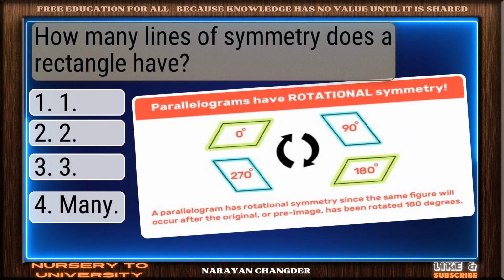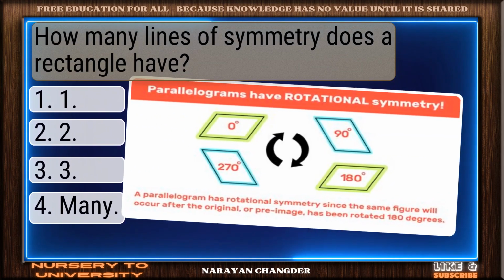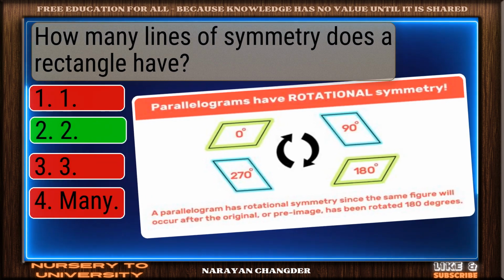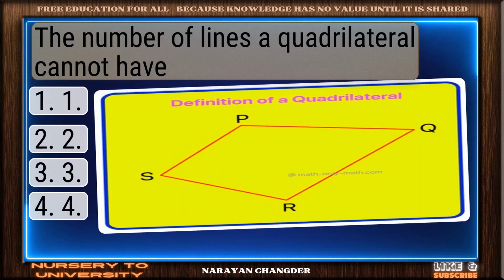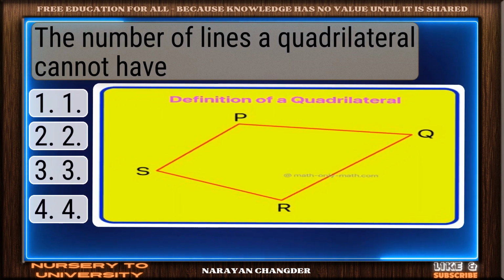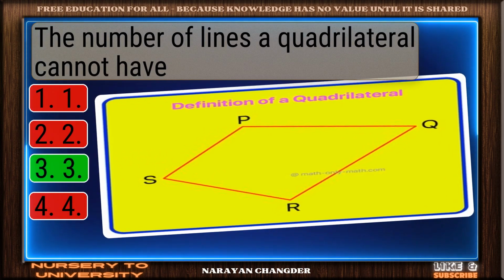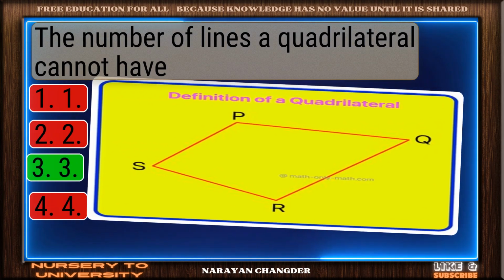How many lines of symmetry does a rectangle have? Solid response. 2 is a valid choice. The number of lines a quadrilateral cannot have. Great job. 3 is the accurate answer.